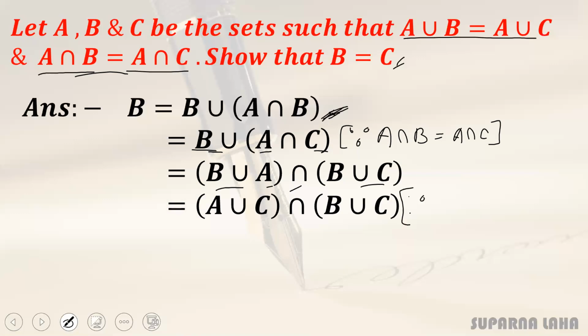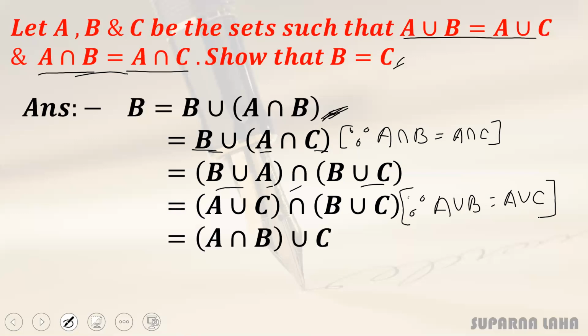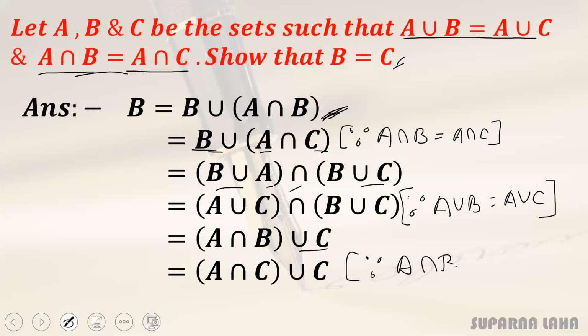So (A union C) intersection (B union C). Why? Since A union B is given as A union C, in the place of A union B, you can write A union C. Again, we can use this distributive law and we can write (A intersection B) union C. Now what is A intersection B? A intersection B is A intersection C, since it is already given that A intersection B is equal to A intersection C.